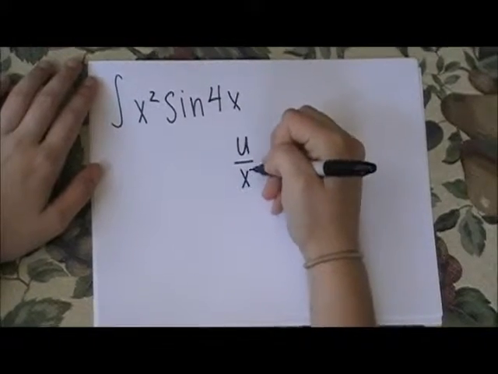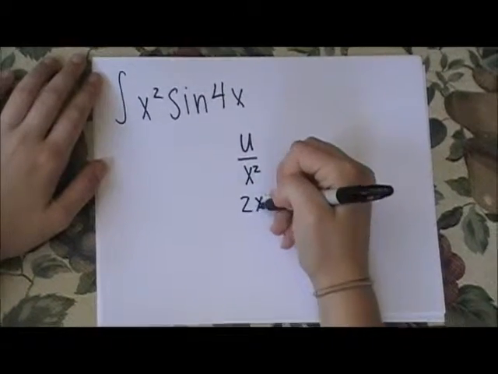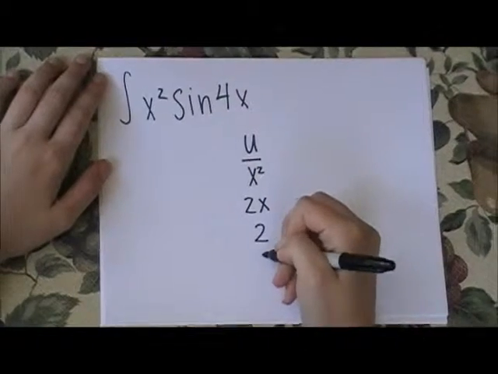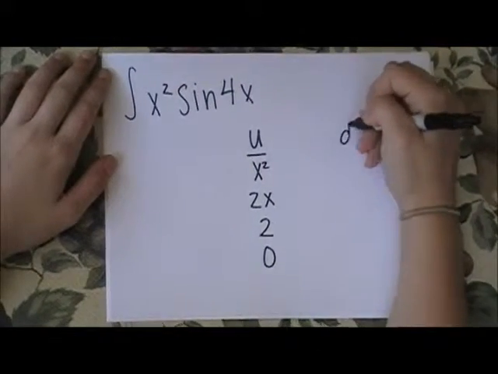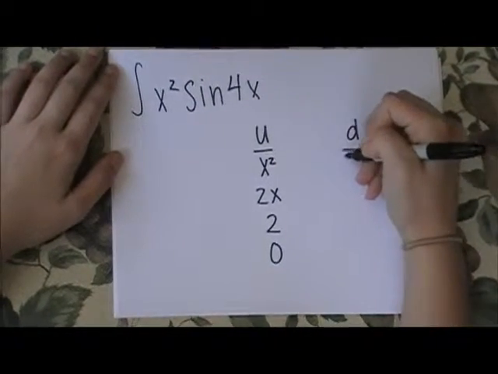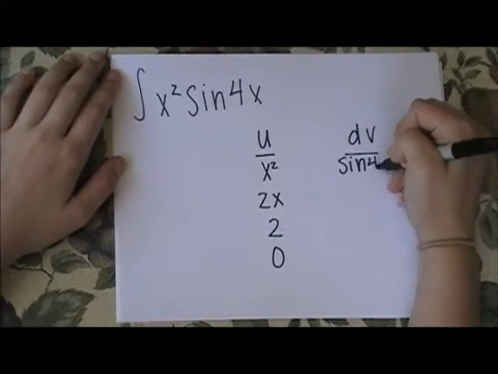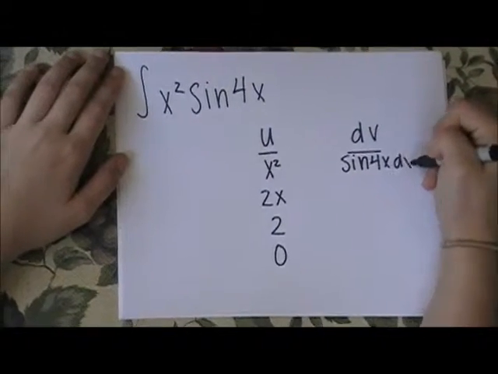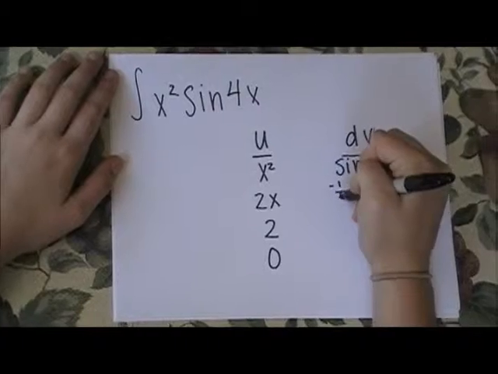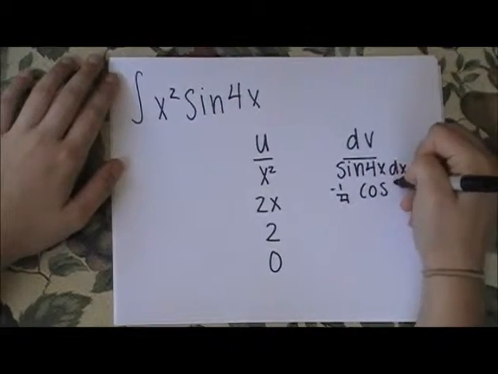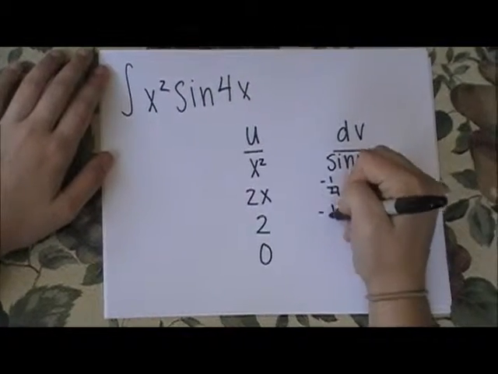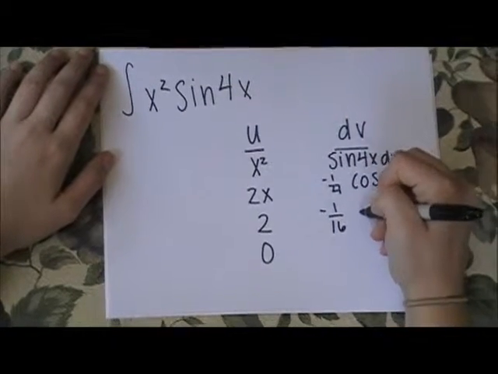So using LIATE, you know that x squared is your u, so you write that down, and you take the derivative of x squared until it gives you 0. And then you write down your dv, which is sine 4x dx, and you take the integral of that, however many times it took you to get u down to 0. So in this case, you have to take the integral 3 times.